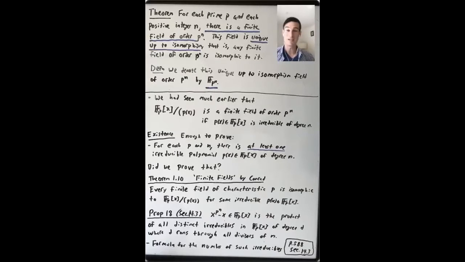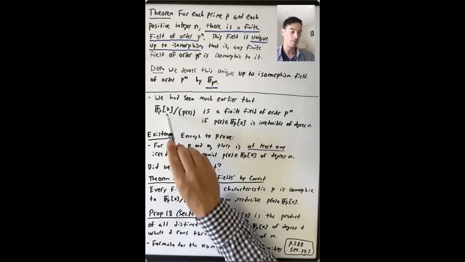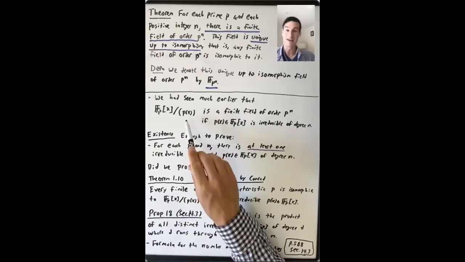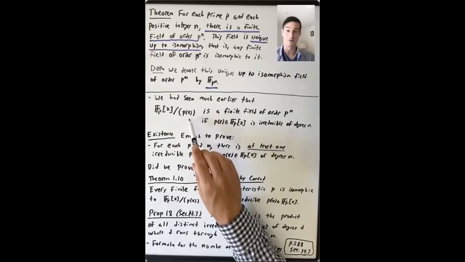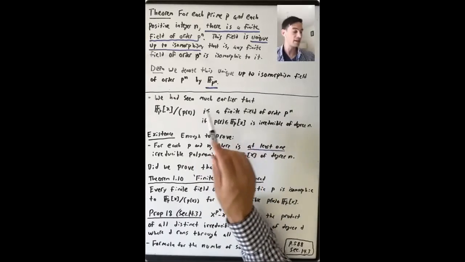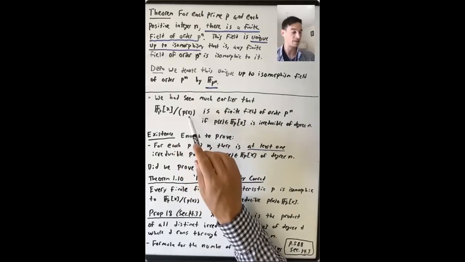We've proven that for each prime p and each positive integer n, there is a finite field of order p to the n by constructing it as the splitting field of a certain polynomial in F_p[x]. So we had talked about finite fields much earlier, when we talked about quotients of polynomial rings by ideals generated by irreducible polynomials.